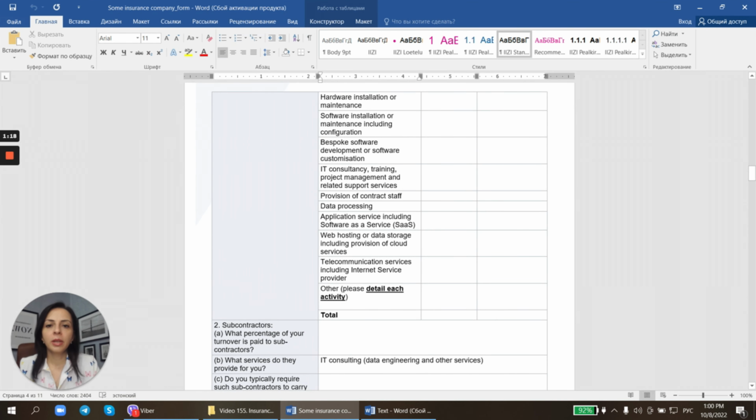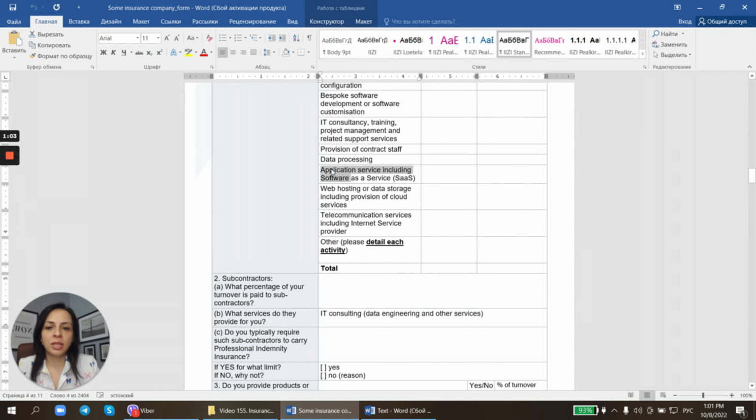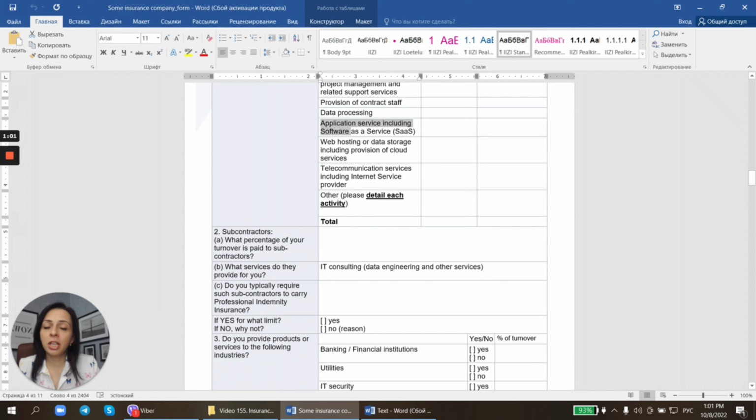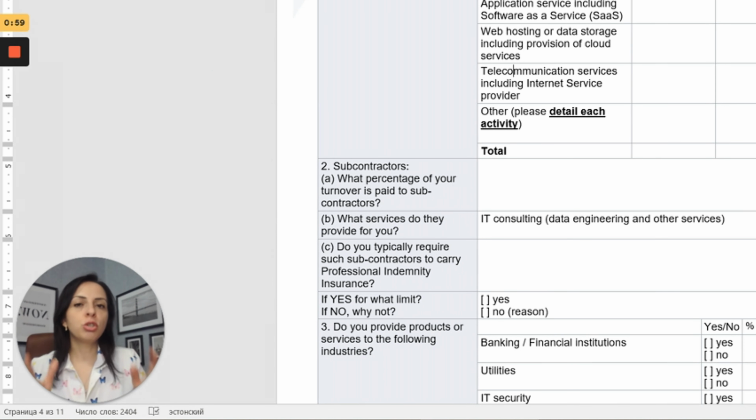But here goes: bespoke software development and software customization, IT consultancy, training, project management, and related support services, data processing. For example, that's what we do. Application of service, including software as a service, web hosting, telecommunication services. So basically, insurers want to know everything about your business. Do not get any surprises.